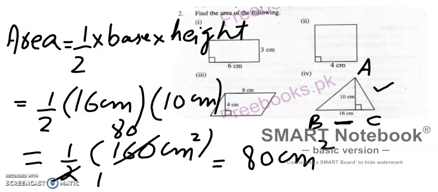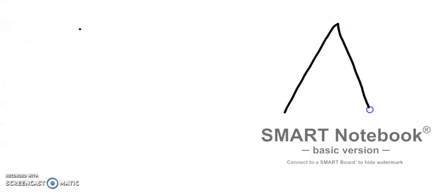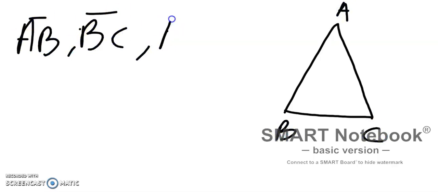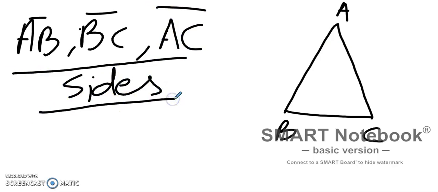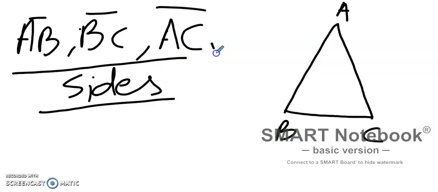Now let's learn by considering any shape. For example, I am taking this triangle, say A, B and C. Now remember that AB, BC and AC are the different sides of your triangle. Now if you look at the definition, the region enclosed by the bounding lines of a closed figure. In this definition you need to learn what a bounding line is. Bounding lines means the sides of your given triangle. These are the bounding lines.